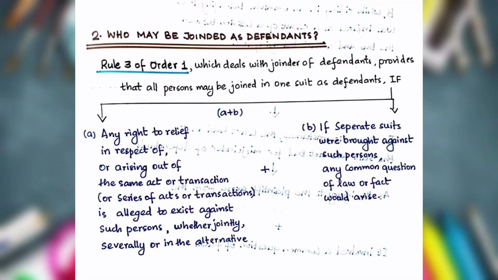And our second topic was who may be joined as defendants. Rule 3 of Order 1, which deals with the joinder of defendants, provides that all persons may be joined in one suit as defendants if any right to relief in respect of or arising out of the same act or transaction or series of acts or transactions is alleged to exist against such persons, whether jointly or severally or in the alternative. And if separate suits were brought against such persons, any common question of law or fact would arise.